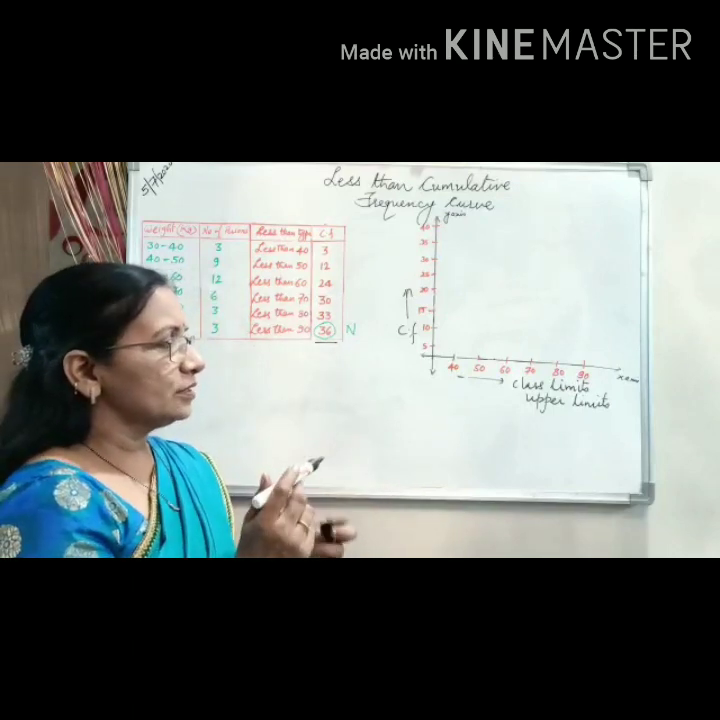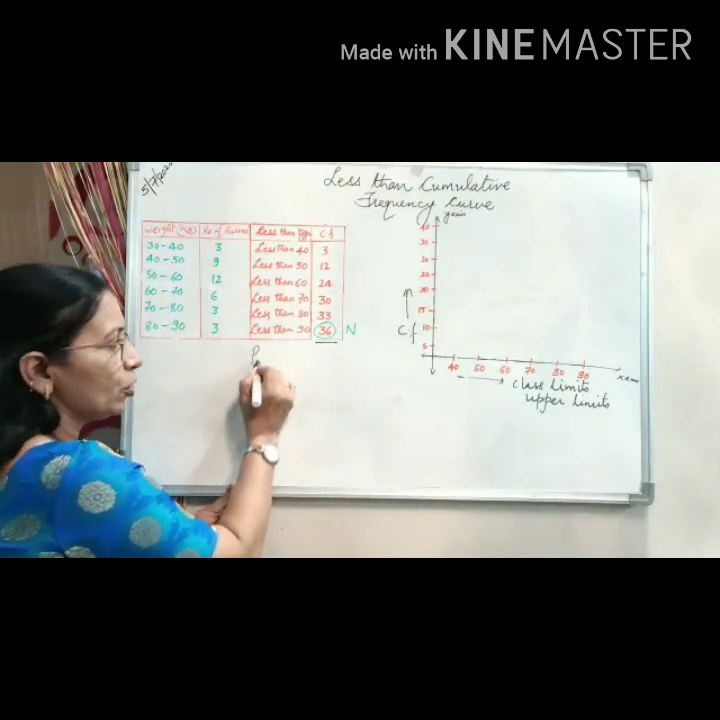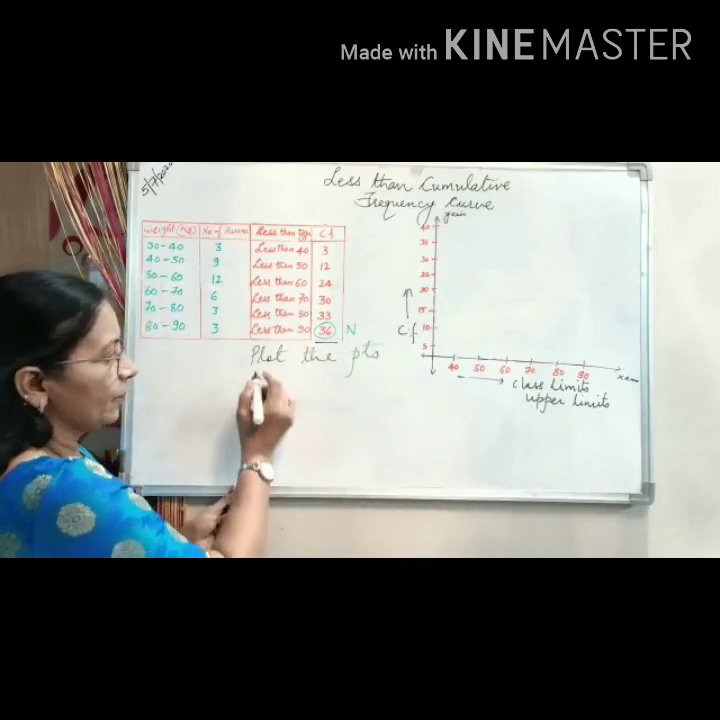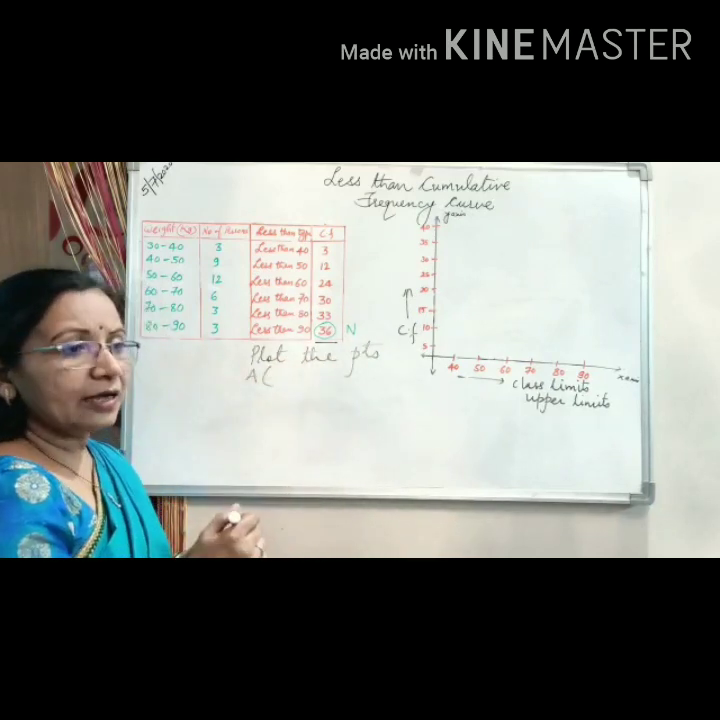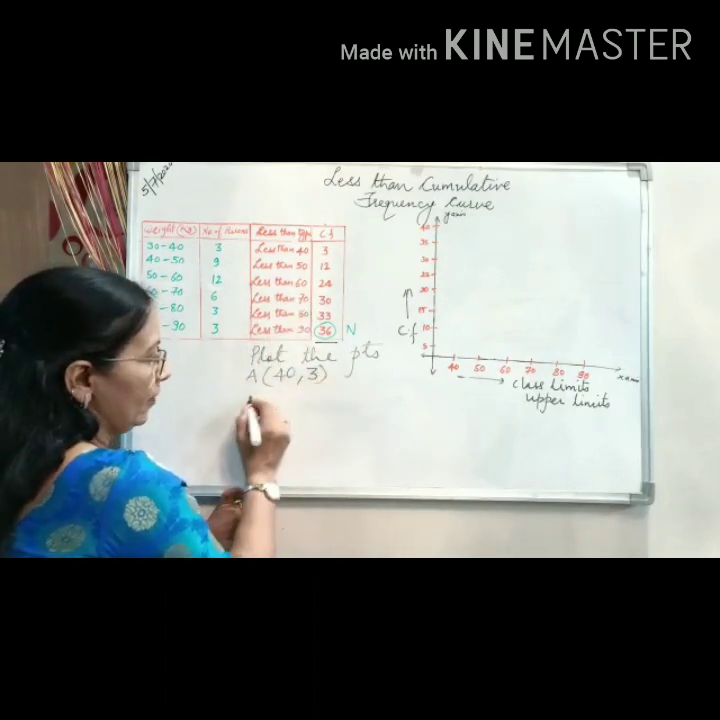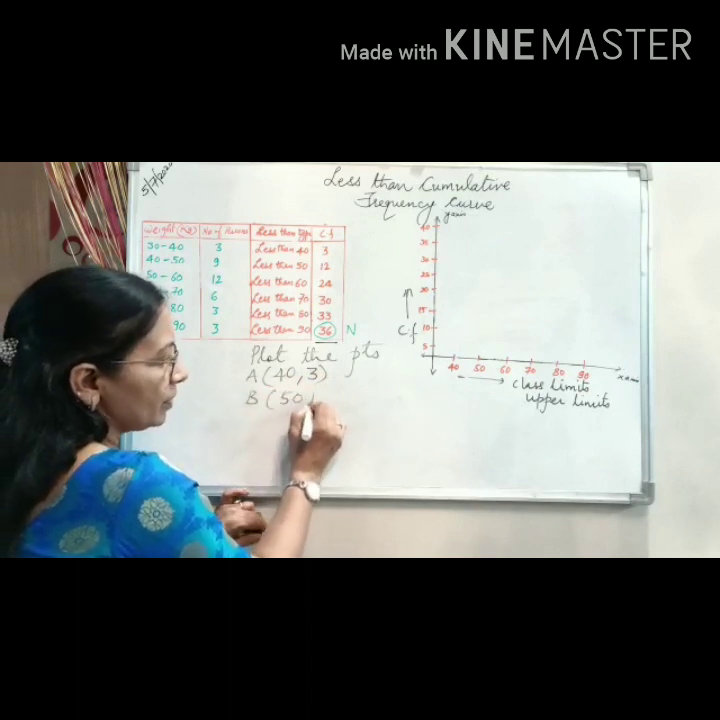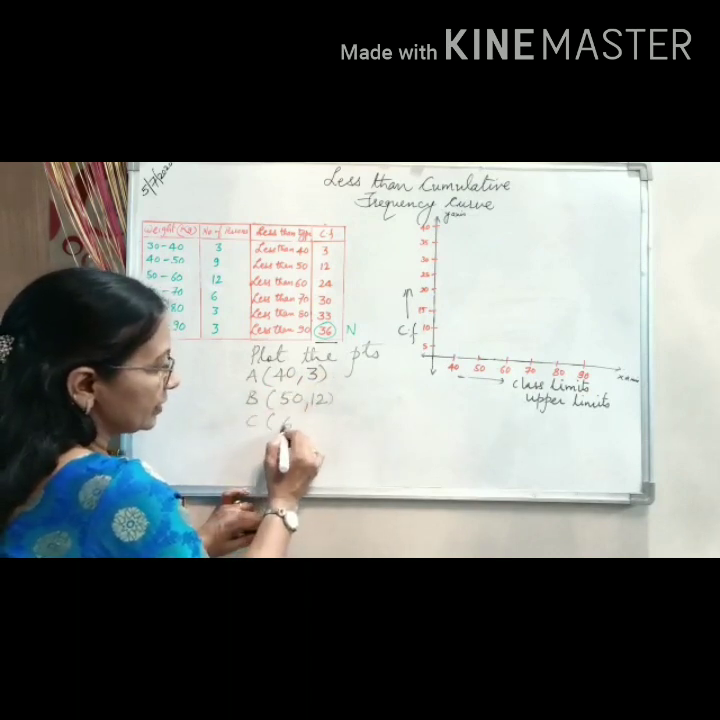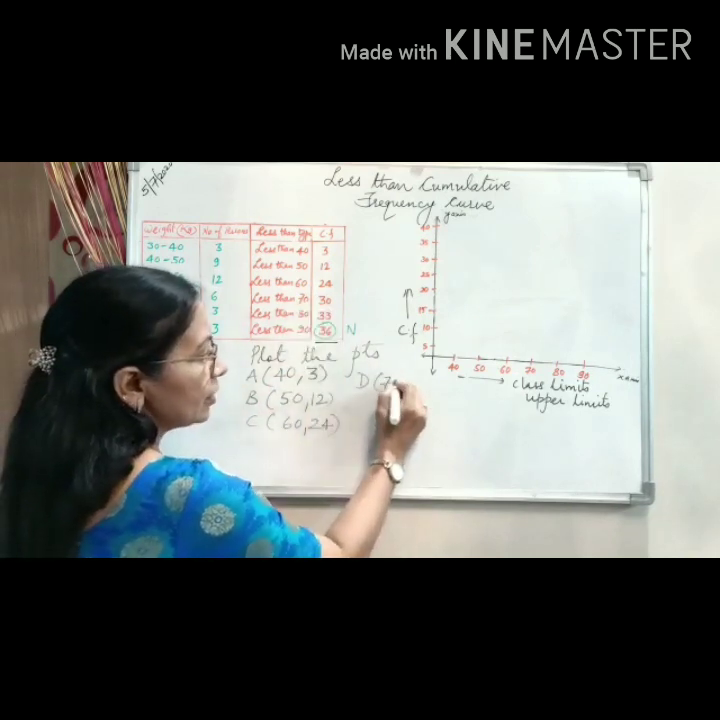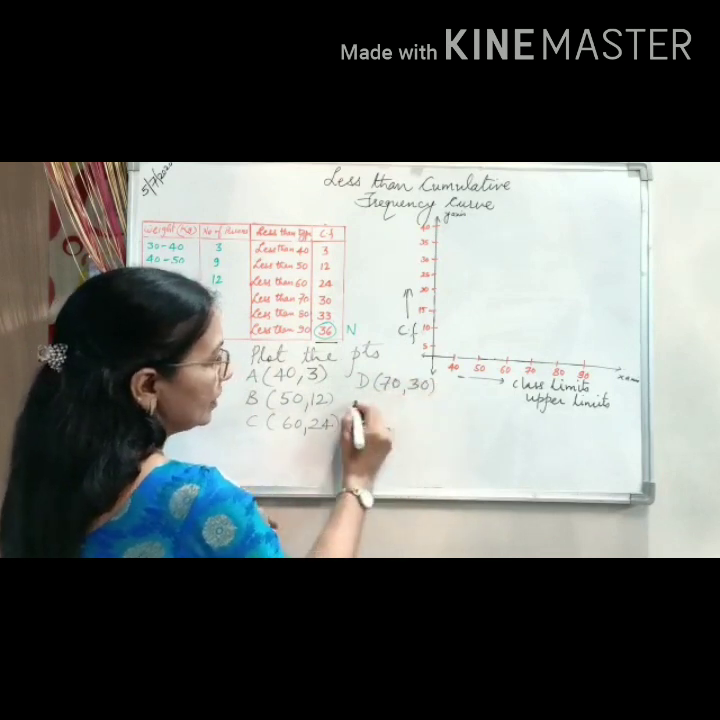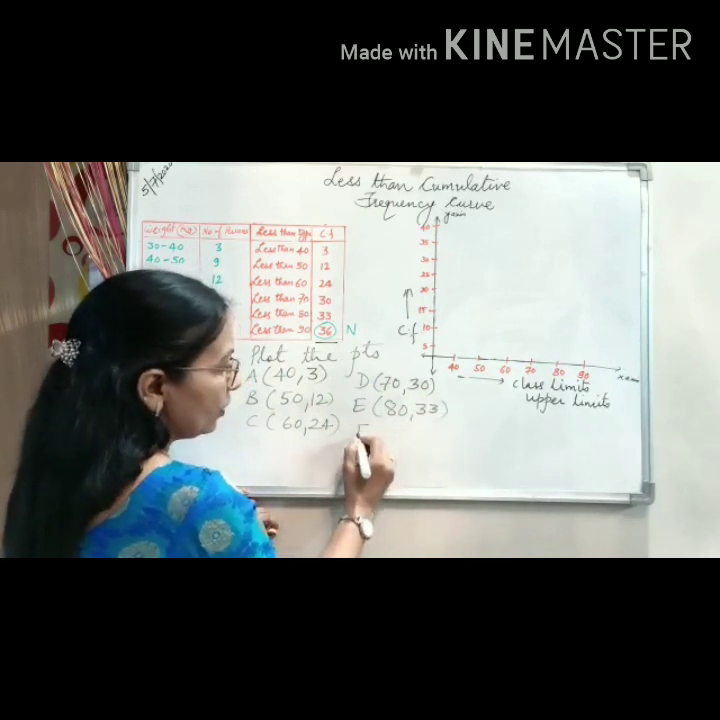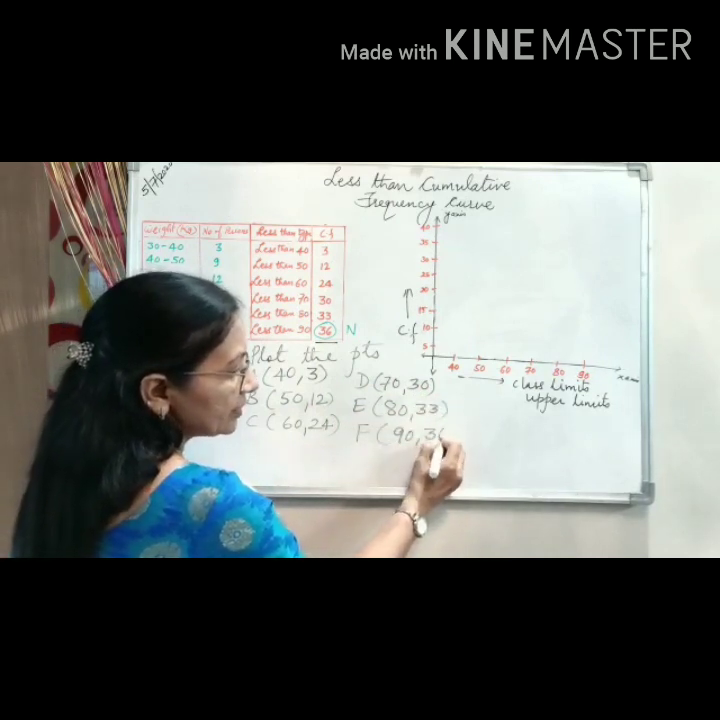Now let us plot them on the graph. So which points are we going to plot on the graph? We'll write here: plot the following points. All the points are to be denoted by capital letters. So A is 40, 3. Then B is 50, 12. Then C is 60, 24. Then D is 70, 30. Then E is 80, 33 and F is 90, 36.